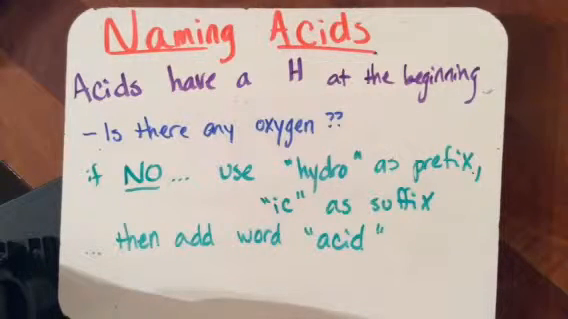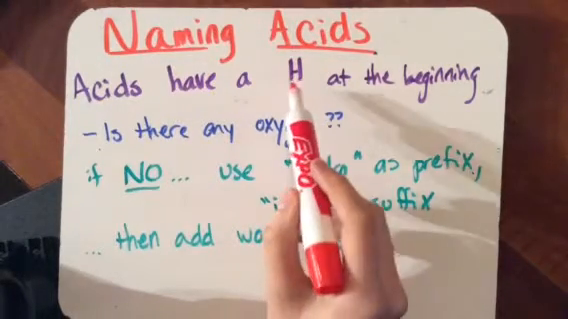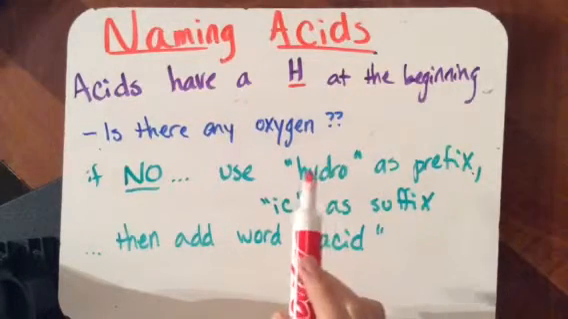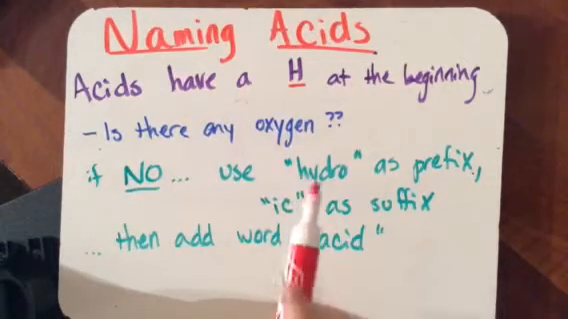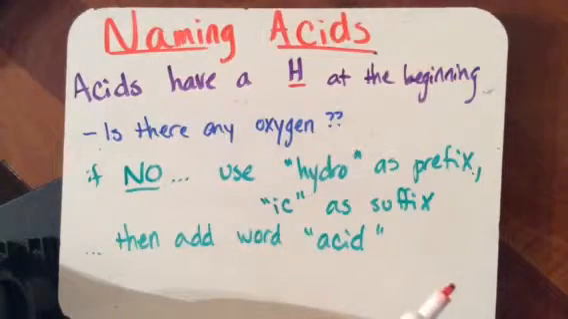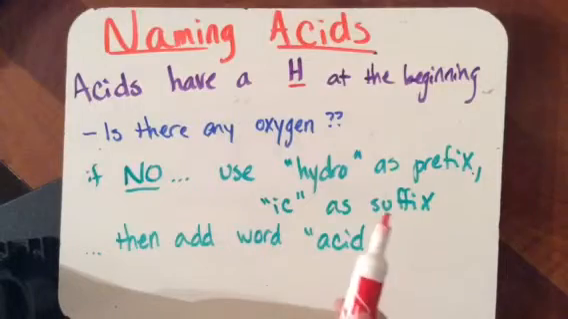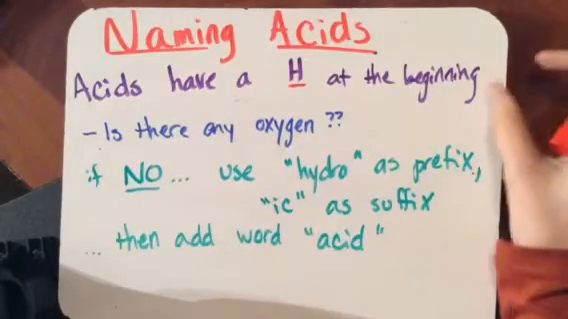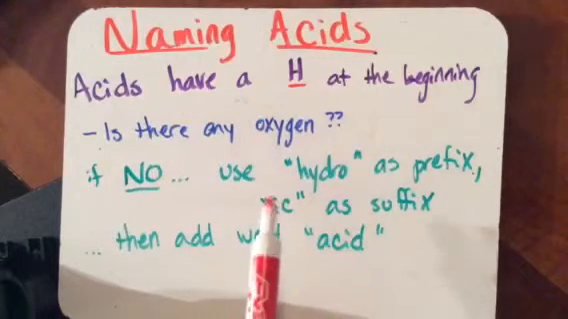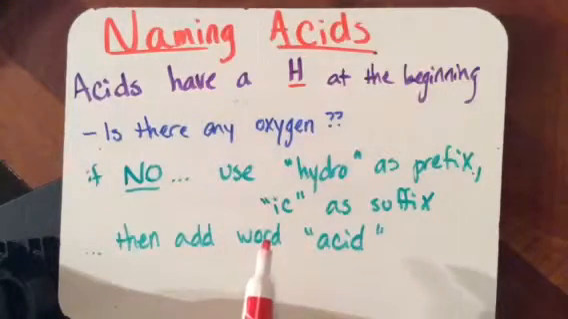The other thing we talked about today in class was naming acids, and before you can name an acid, you first have to be able to identify an acid. Acids will have a hydrogen at the beginning. Always there will be a hydrogen at the beginning. There is one very major exception to that rule, and we'll talk about it much later. But don't get too caught up in this. Acids have a hydrogen at the beginning, so keep that as a rule.